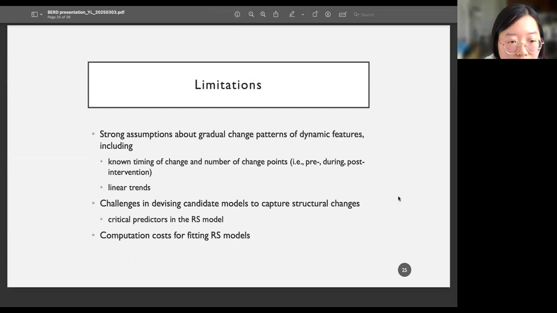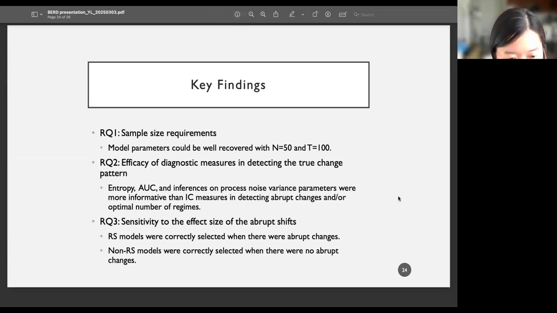And finally, if you can go back to question 3, yeah. Our model can successfully select the regime switching model when there were indeed some regime transitions in the dynamics. And we can also correctly select the non-regime switching model when there are no abrupt changes in the dynamics, which means that our method is robust to various levels of abrupt changes.